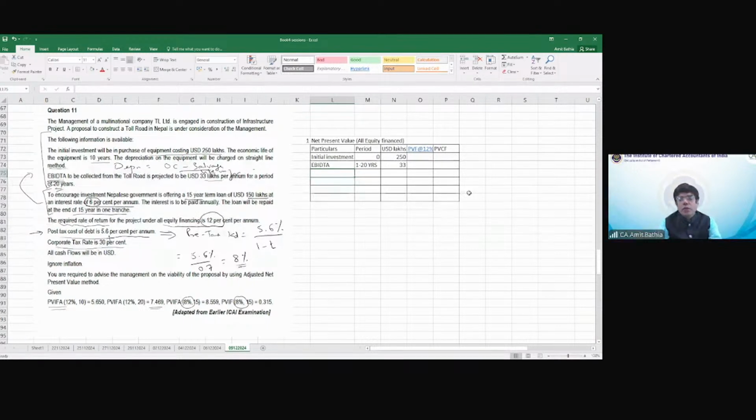Now on that I will also have to pay tax, right? Tax is at what rate? 30%. Tax at 30%, for 1 to 20 years. How much will that be? 33 into 0.3. So it will come to 9.9 lakhs.